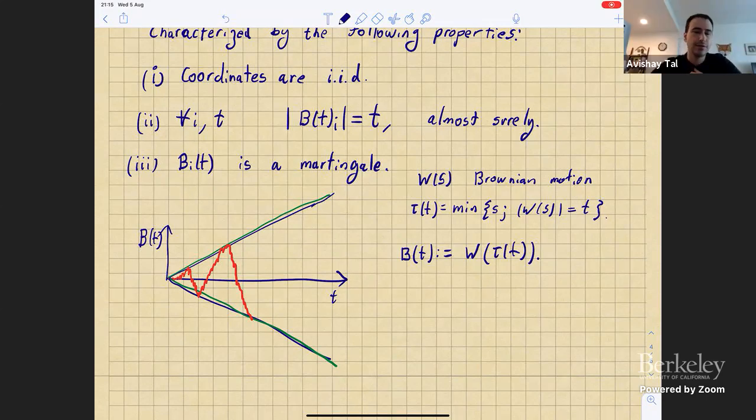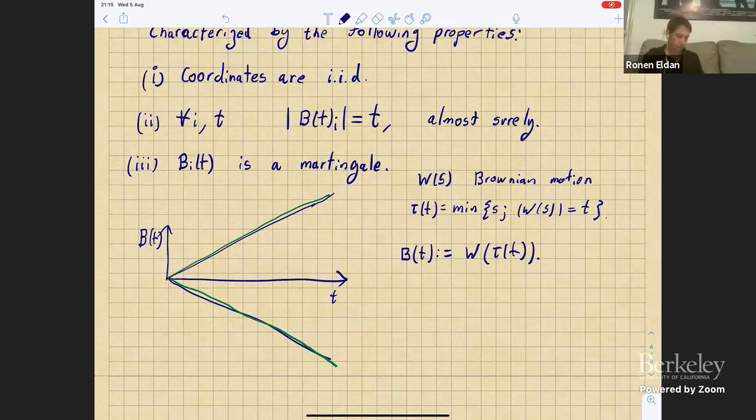Ronen, it might be good to remind people a little bit about Brownian motions, because this is like a new character in this lecture series, if you're using some properties of it. Right.